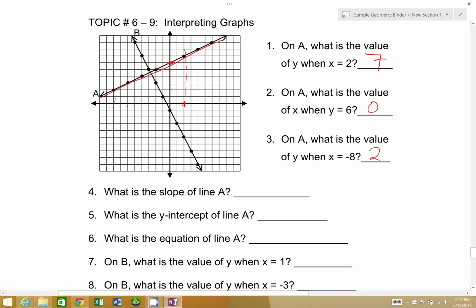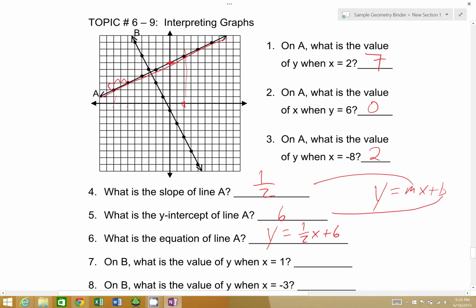So what is the slope of line A? Well, the slope of line A, just look from point to point. So I'm going up 1 and over 2. What is the y-intercept of A? Where does it cross the y-axis? We already said that was at the point 6. So the equation of it is y equals mx plus b. My slope m is 1/2, and my b is 6. So y equals 1/2 x plus 6.